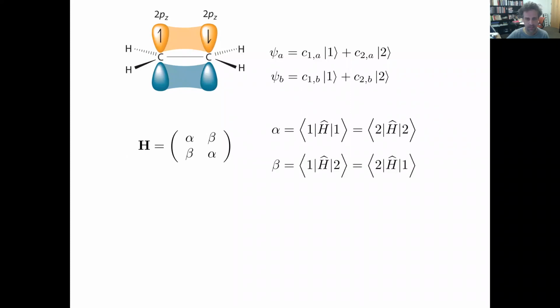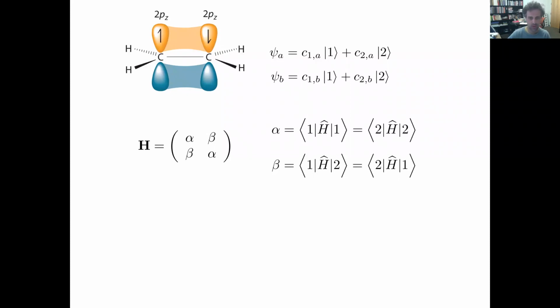The beta integrals are quite similar, with the important difference, of course, that the bra and ket are not the same on each end, but are actually different. These are nearest neighbors. 1 and 2 are nearest neighbors. 1 and 3 would not be nearest neighbors, and those integrals within the Huckel approximation are going to be 0. So this is all just a set of definitions that we have used to make the problem manageable.